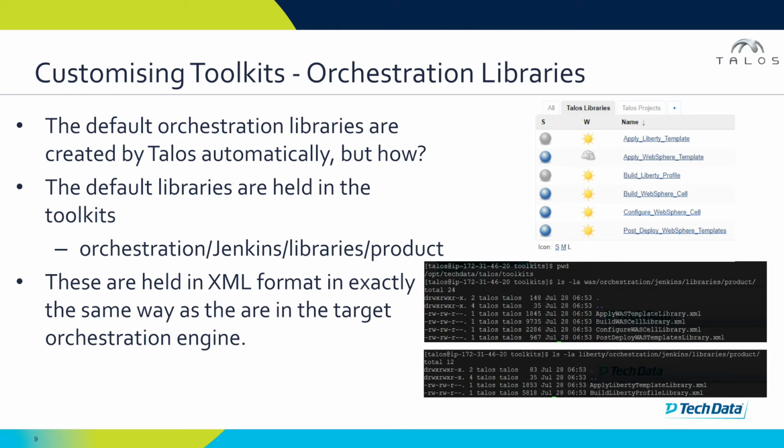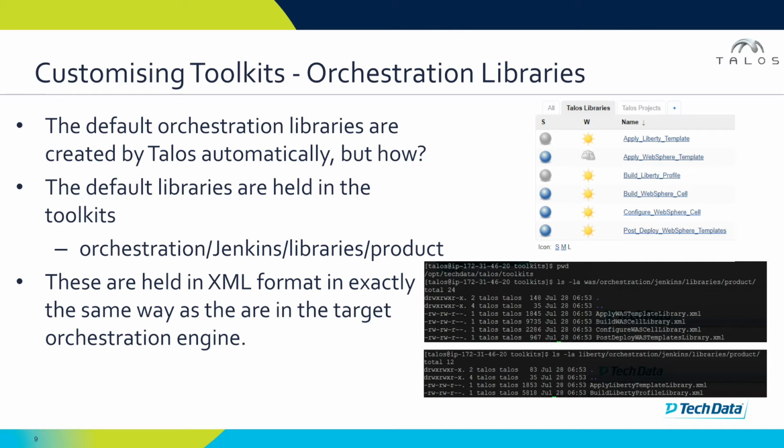Well, the default libraries for the job creation are held in each individual toolkit, in the toolkit directory, in the orchestration folder, and then there's a folder underneath that for every orchestration engine type, so Jenkins, Ansible, UCD, and then a libraries folder under there, and then a product folder. So the product folder contains all of the libraries that have been created by Tech Data.